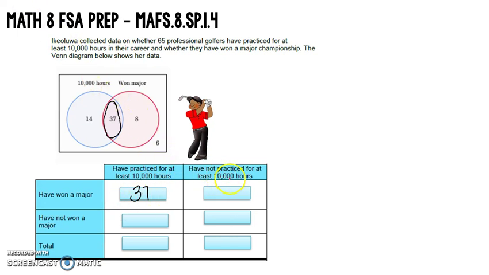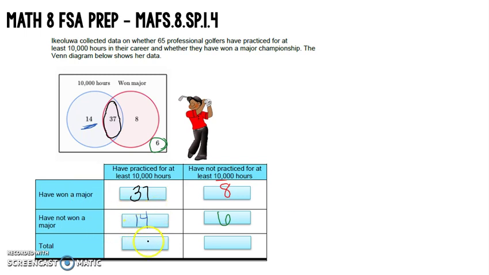How many have won a major but have not practiced 10,000 hours? Well, that would be over here at 8. What about the next? It says, have not won a major, but have practiced 10,000 hours. That would be 14. The next question says that they have not practiced 10,000 hours and they haven't won a major. Well, this would be the 6 over here. They haven't done anything.